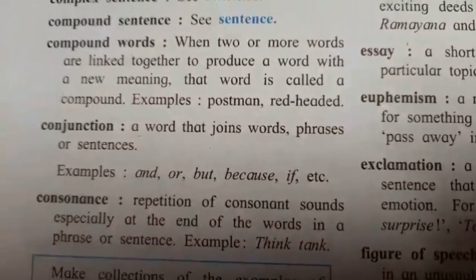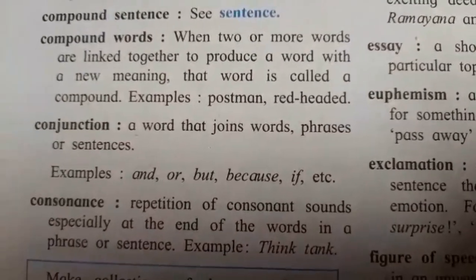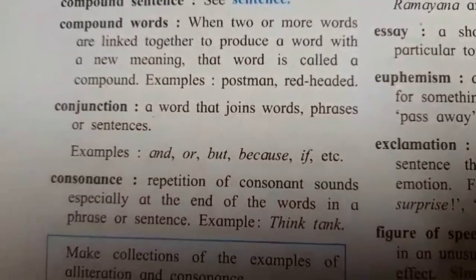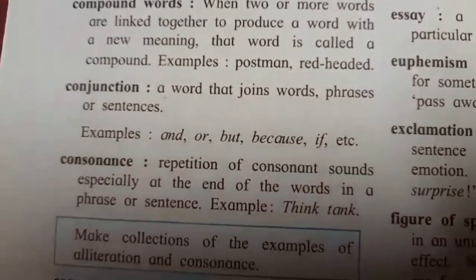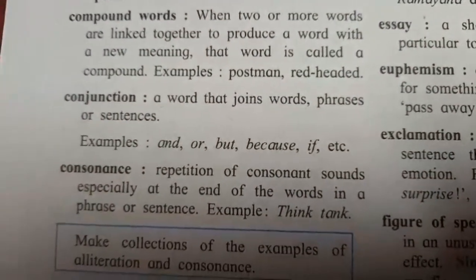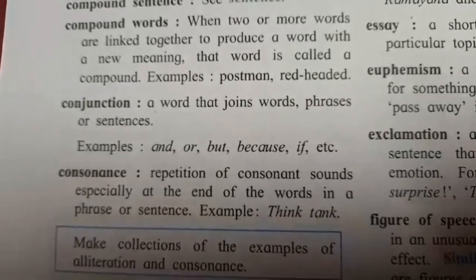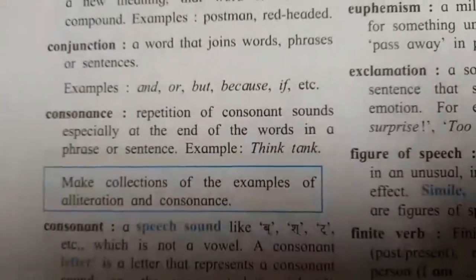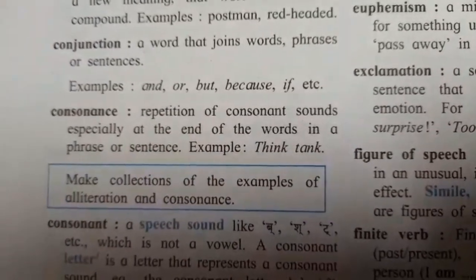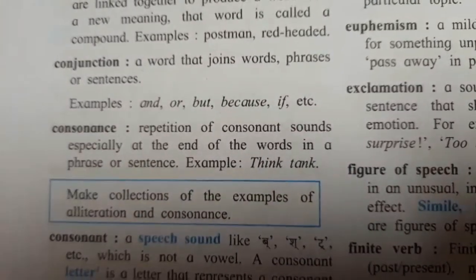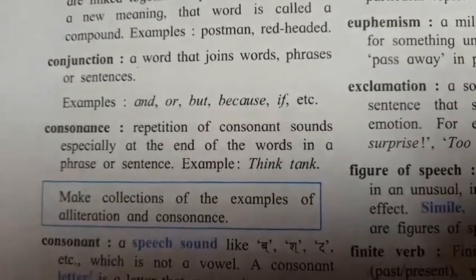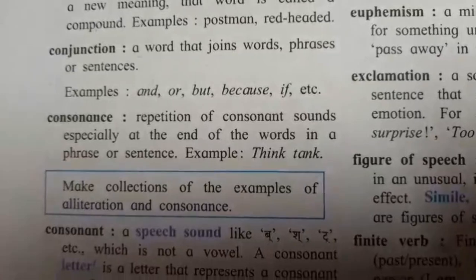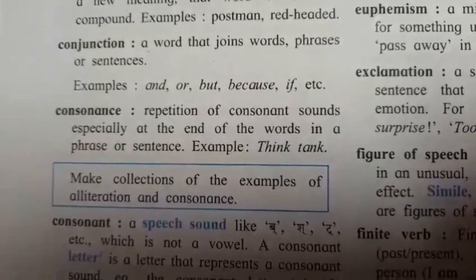Now we're going to look at compound words. When two or more words are linked together to produce a word with a new meaning, that word is called a compound. For example, postman, red-headed. What is conjunction? Conjunction, a word that joins words, phrases, or sentences. For example, and, or, but, because, if, etc.